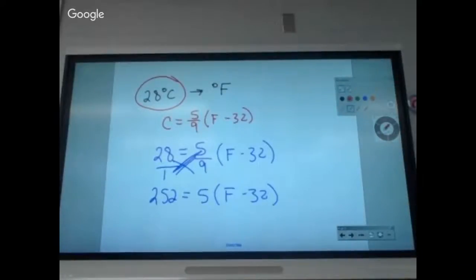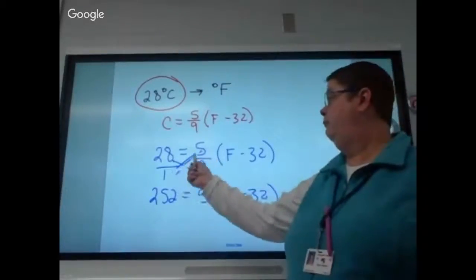Why are there 2 significant digits? Because 28 only has how many numbers in it? 2. So we take the significant number from 28 and what you started with. Your significant digits always come from the number you started with.